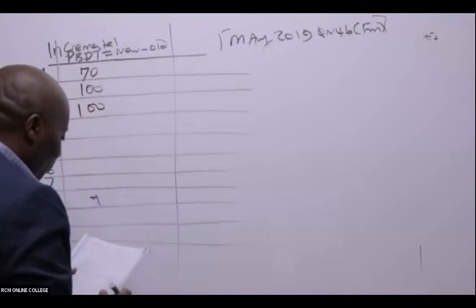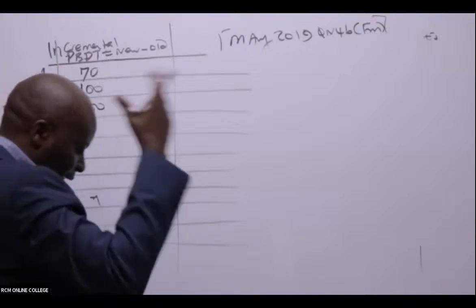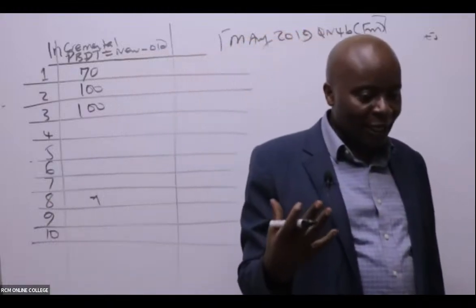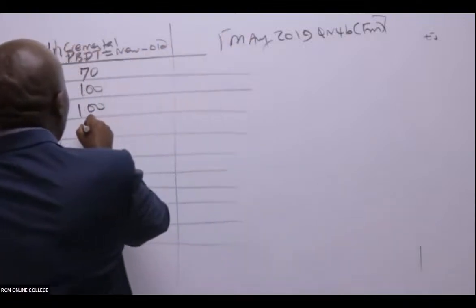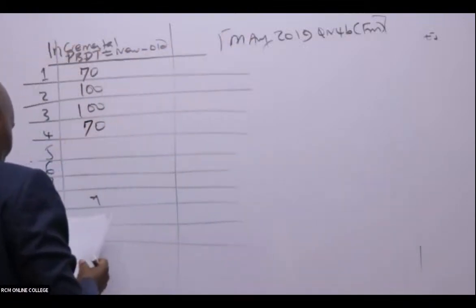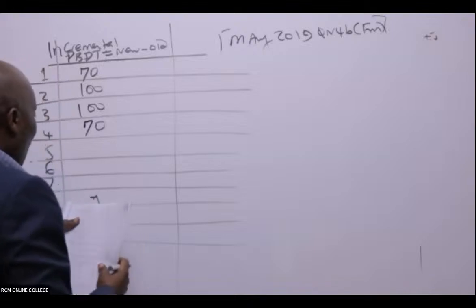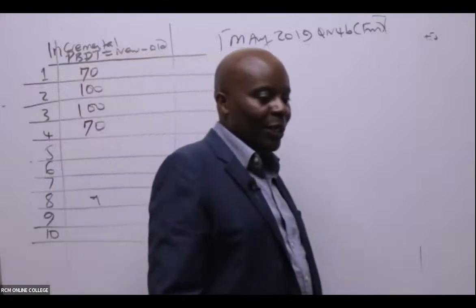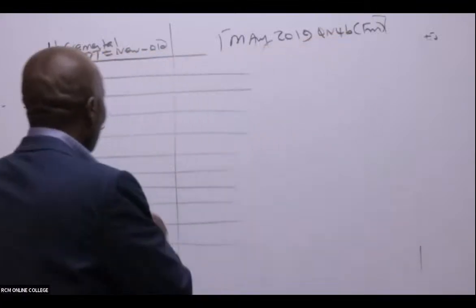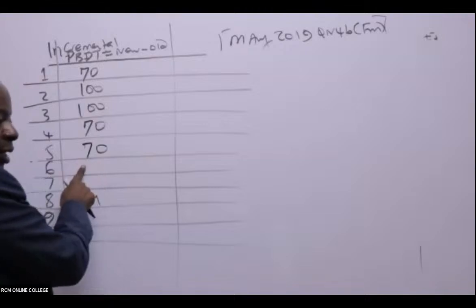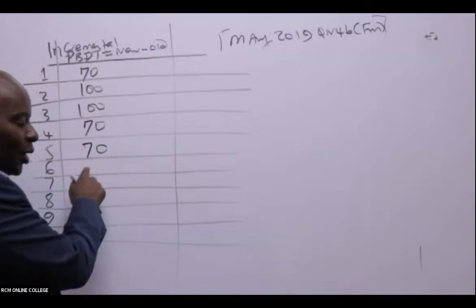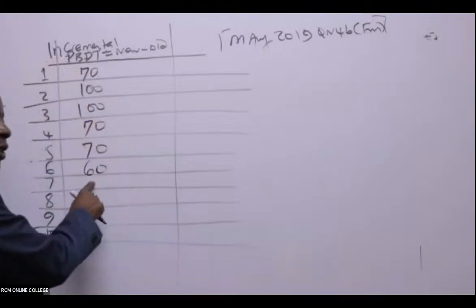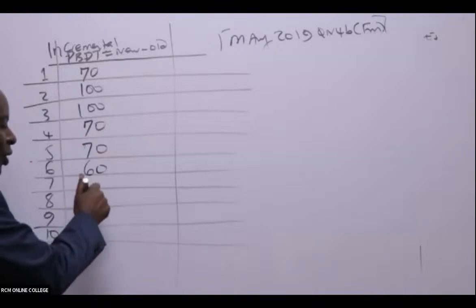Incremental for year 4, 410 minus 340. I don't want to disturb my head too much when I've got my children here. 70. Who should be able to help them? I'm making an assumption that there is nobody who is older than me here. How about year 5? It is 70 as well. Year 6, I'm told it is 60. Year 7, 70.